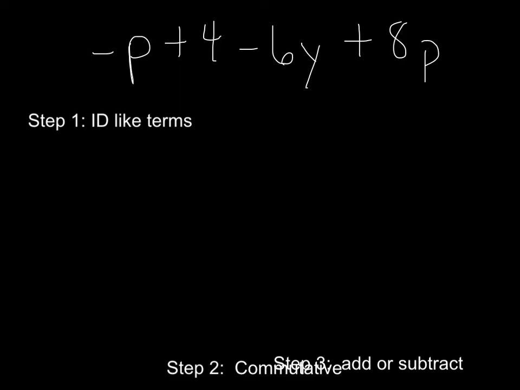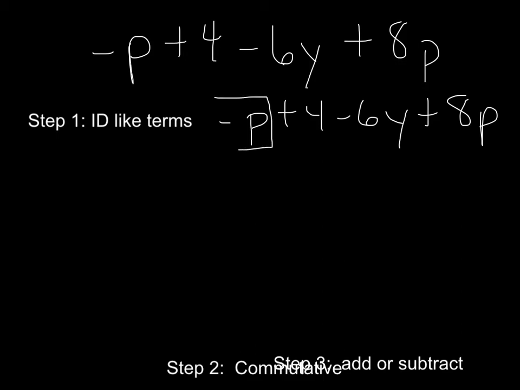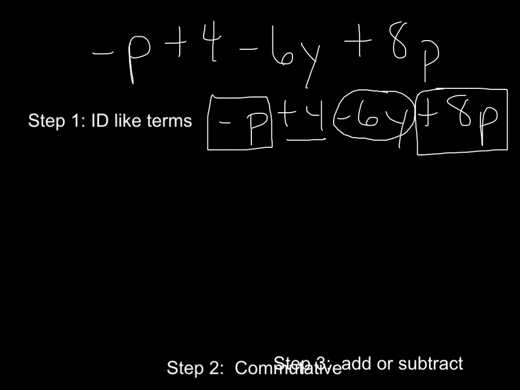So I'm going to rewrite my expression, negative p plus 4 minus 6y plus 8p. And I'm going to go ahead and put a box or a rectangle around my like terms, negative p and plus 8p. I'm going to underline my constant, which is plus 4. And then I guess I'll circle my other variable, negative 6y. Now, the only shapes that are going to go together are like shapes.